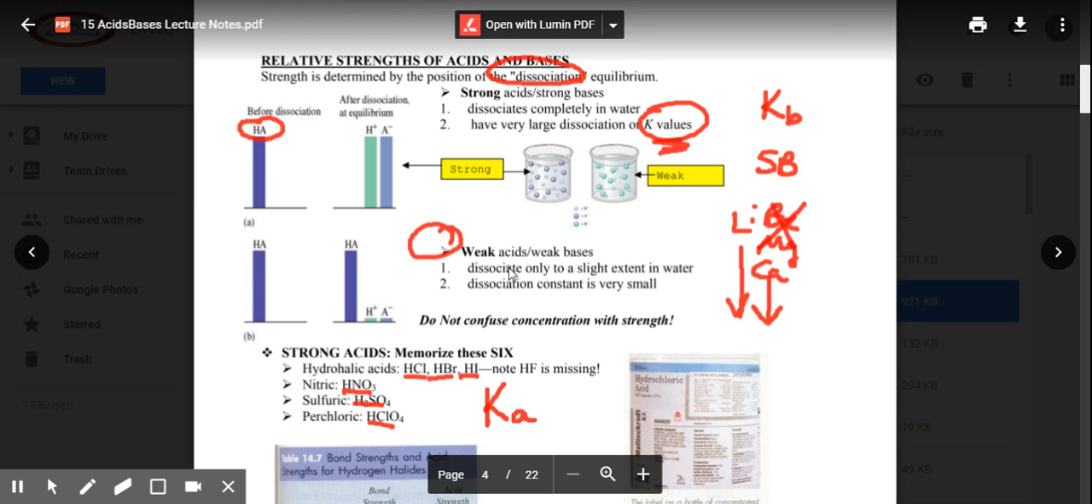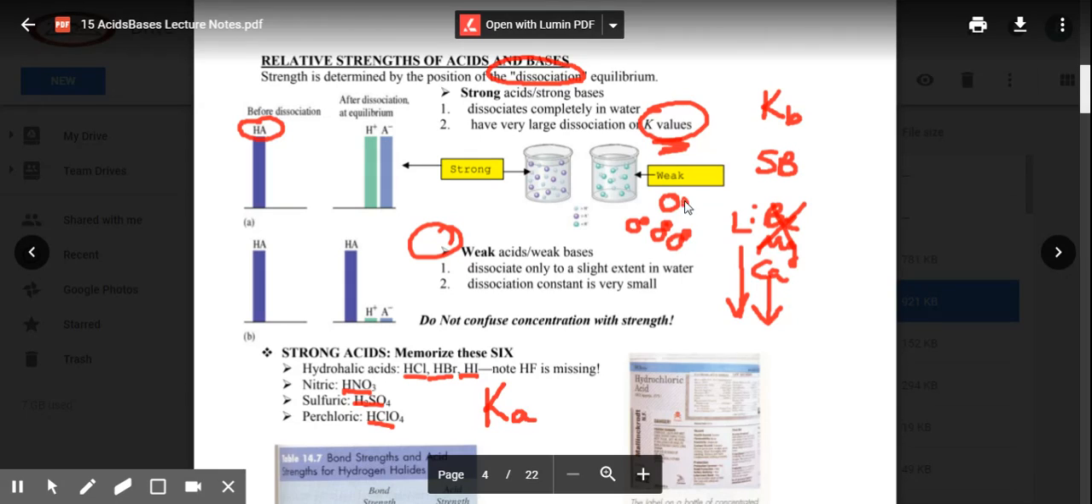If we look here, weak acids and weak bases only dissociate a very small amount. All right, its dissociation is somewhere between 1 and 3% actually. Okay, so if I were to zoom in on this picture here, this is what I would actually see. My HA, let's say it looks like this. Okay, so this is my acid. We're calling this a weak acid here.